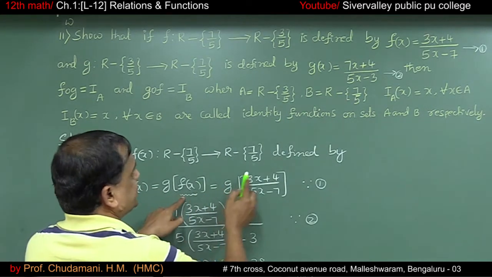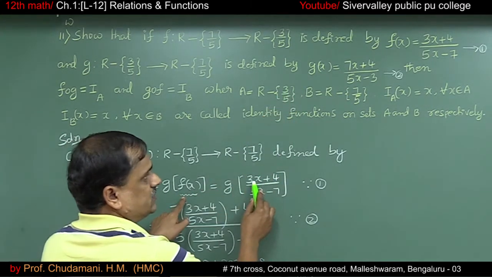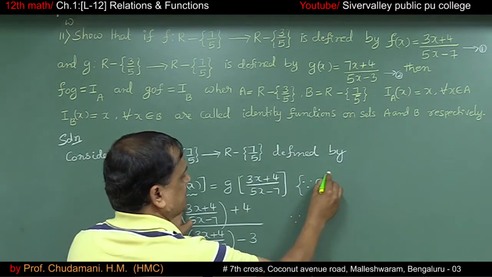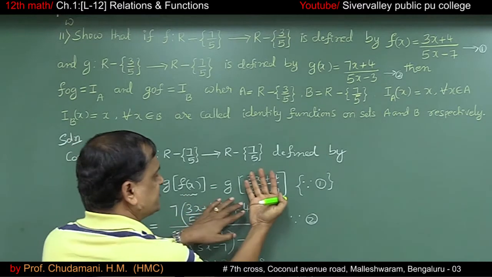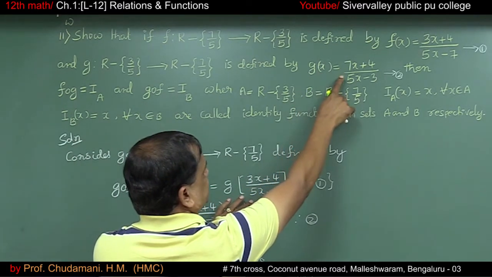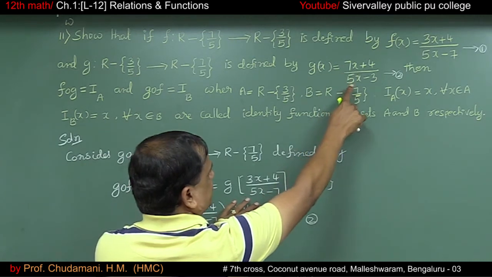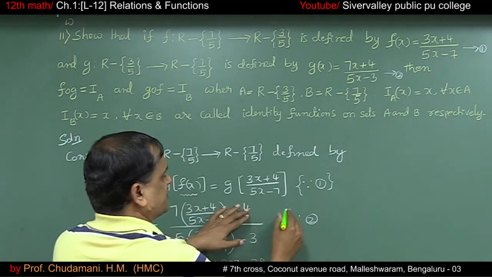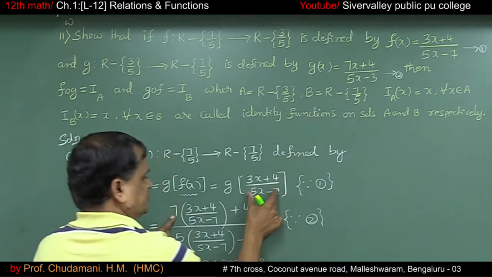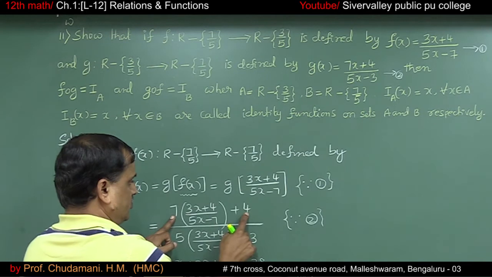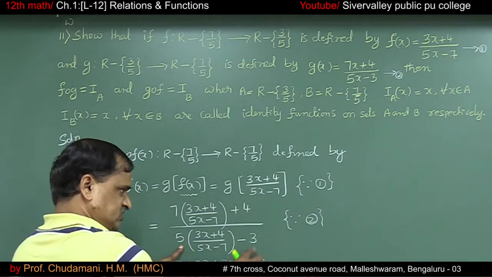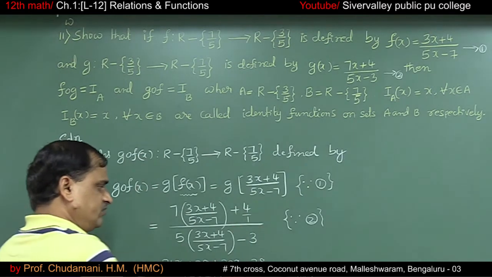What is f of x actually? From equation 1, f of x is (3x+4)/(5x-7). This is just like g of y. g of y is (7y+4)/(5y-3), by using equation 2. So this becomes 7 times this plus 4, divided by 5 times this minus 3.